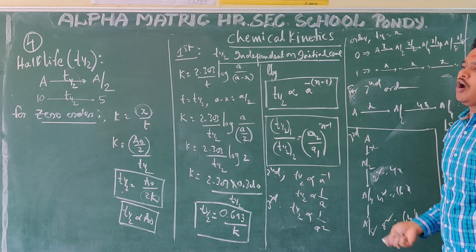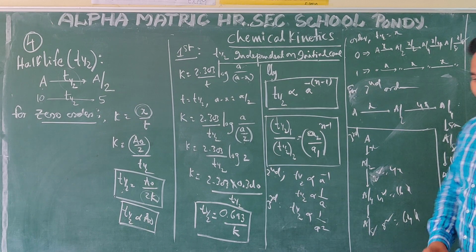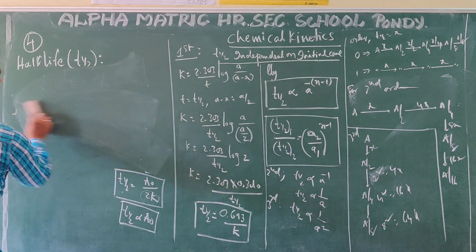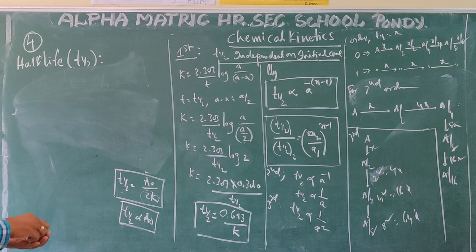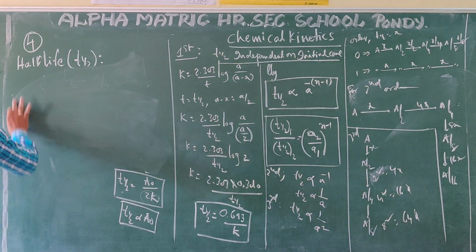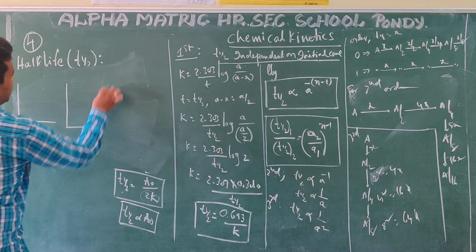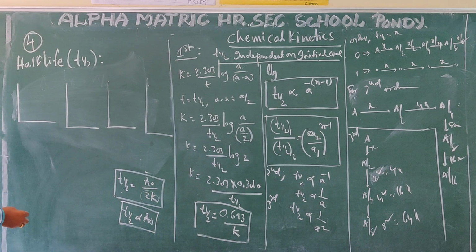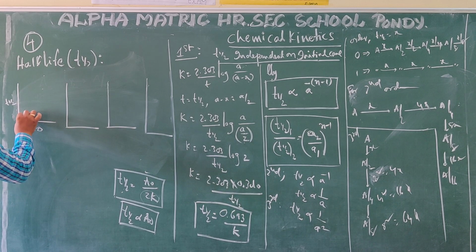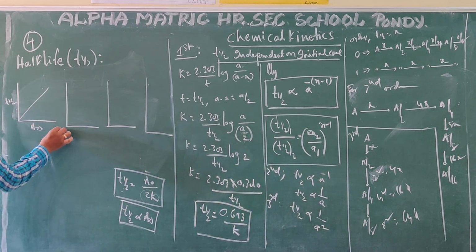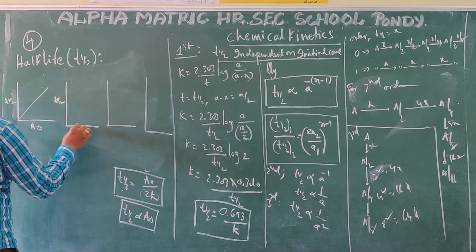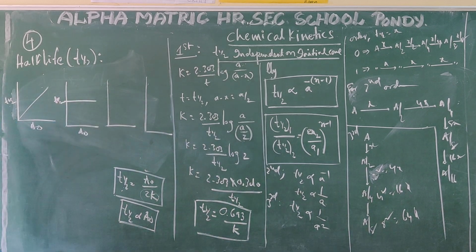So that is the mathematical formula for the half-life. Now what I am going to talk about is the graphical representation. What is the graphical representation of the half-life for zero order, first order, second order, and third order? For zero order, it is directly proportional to initial concentration, so T half increases like that as initial concentration increases. For first order, T half is constant and does not depend on initial concentration, so it is a constant value.